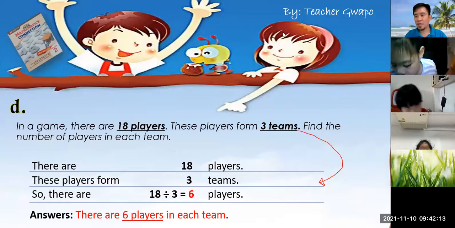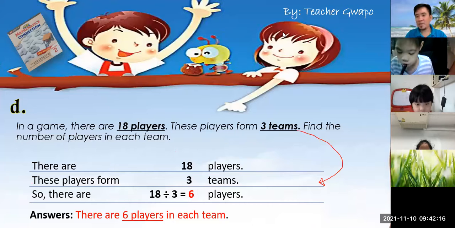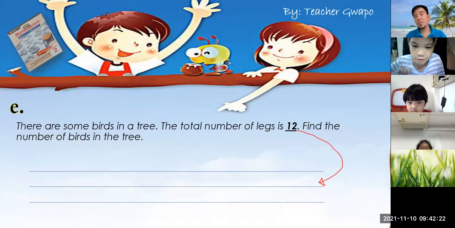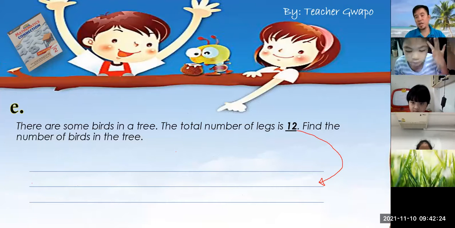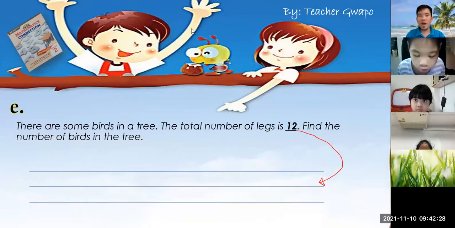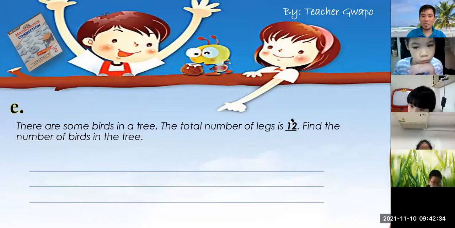Okay, now in letter E. In letter E, the problem here is about the birds, okay? There are some birds in a tree, and the total number of legs is 12, right? And now we will find the number of birds in the tree. How many birds were there?